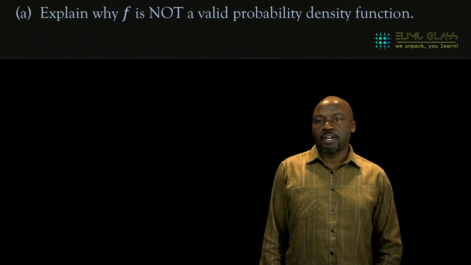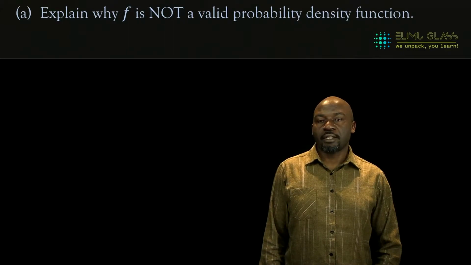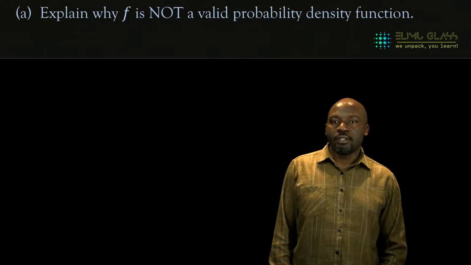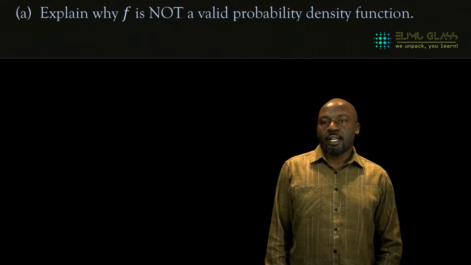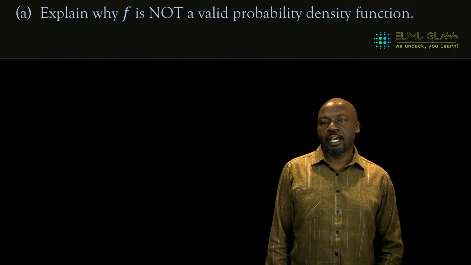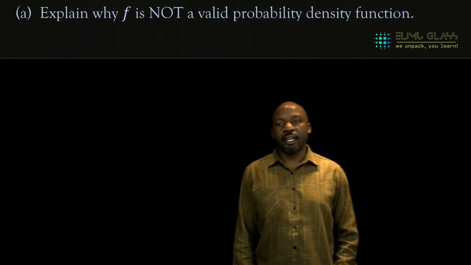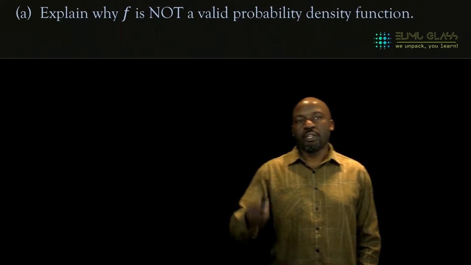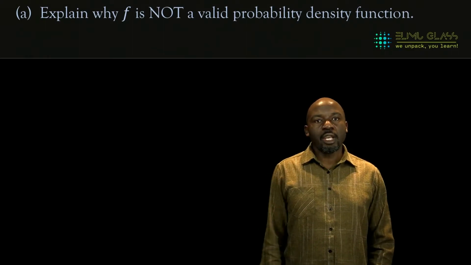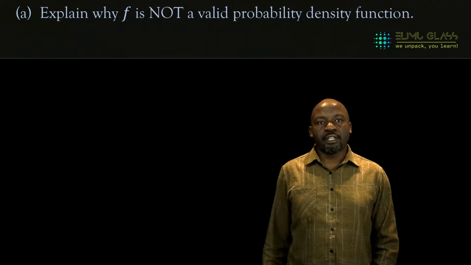Part B says to find k so that f of x is in fact a probability density function in the interval 0 to k. And lastly, to find the probability of the function for values of x lying between 0.5 and 1.2. If you need to go back and look at the question, please do so. But otherwise, here is the first part of the question.